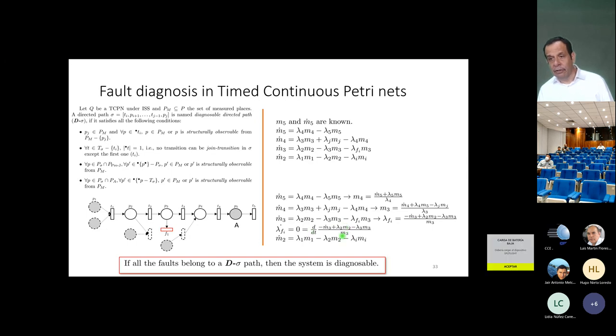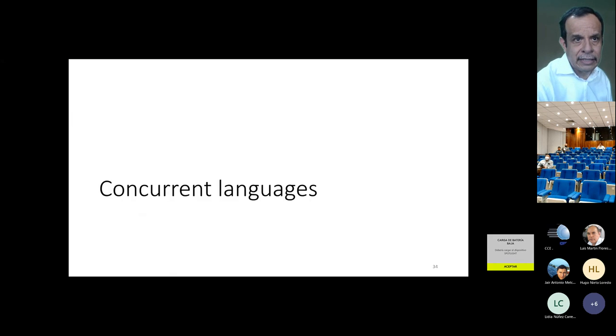So from this equation, I obtain M dot. And from the last equation, I will obtain M2. And now I return to this equation and I can compute the magnitude of the fault and also the fault. So I am locating and estimating the fault again, and I have the diagnosis for this case.